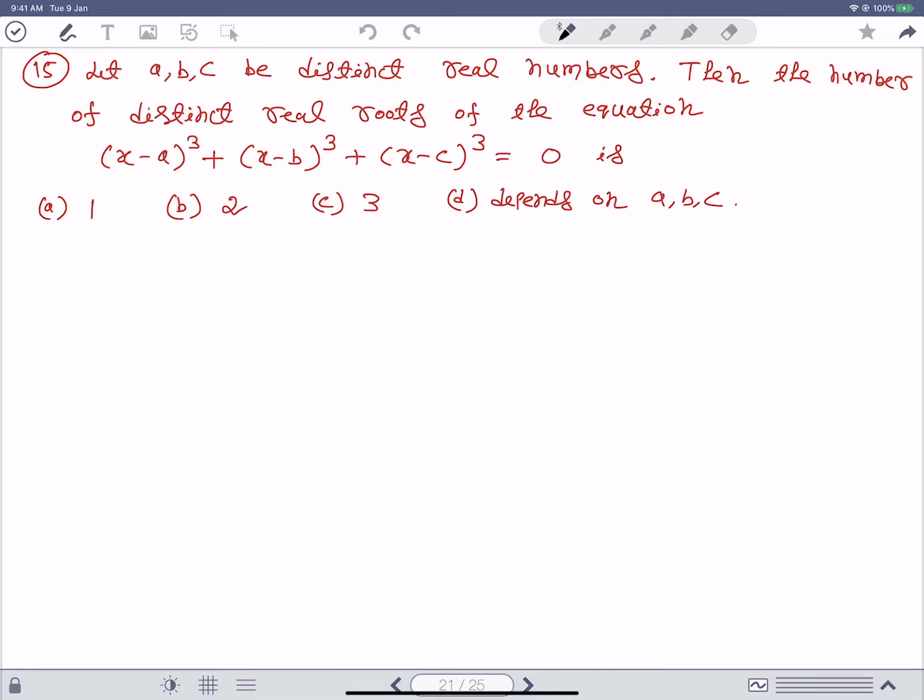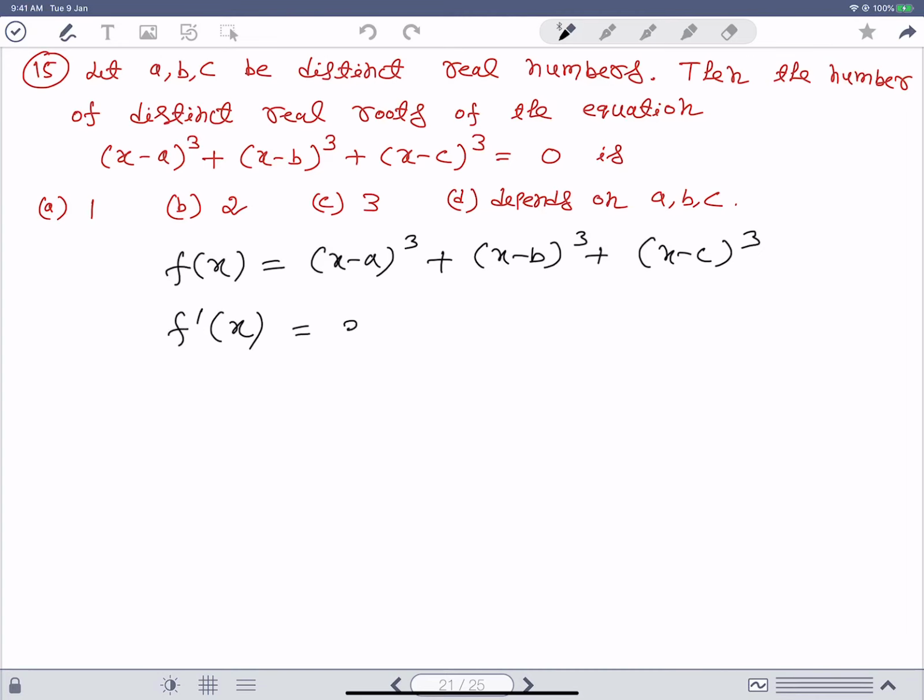Okay. Now see, this is a very simple problem actually. Just take f(x) equal to this one, (x minus a) cube plus (x minus b) cube plus (x minus c) cube. Now what is my f dash x? It will be 3 (x minus a) whole square plus (x minus b) whole square plus (x minus c) whole square, that is bigger or equal to 0. So its derivative is bigger or equal to 0, therefore f is increasing.